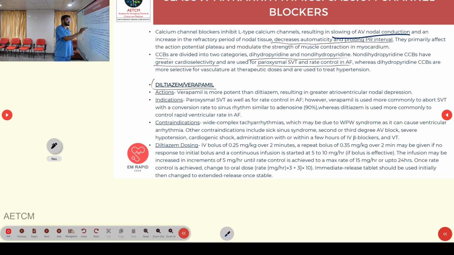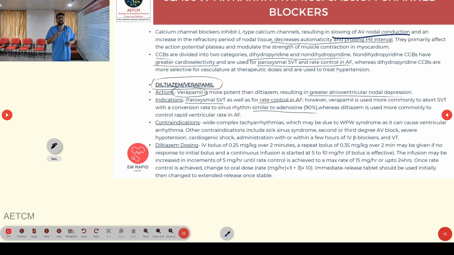So coming to diltiazem and verapamil, which are the non-dihydropyridine agents. Verapamil is more potent than diltiazem and it results in greater AV nodal depression. So verapamil is more potent, and indication-wise, it is used in paroxysmal SVT, as we discussed earlier, and also for rate control in AF. Verapamil is more commonly used to abort SVT with a conversion rate to sinus rhythm similar to adenosine, whereas diltiazem is more commonly used for ventricular rate control in AF.